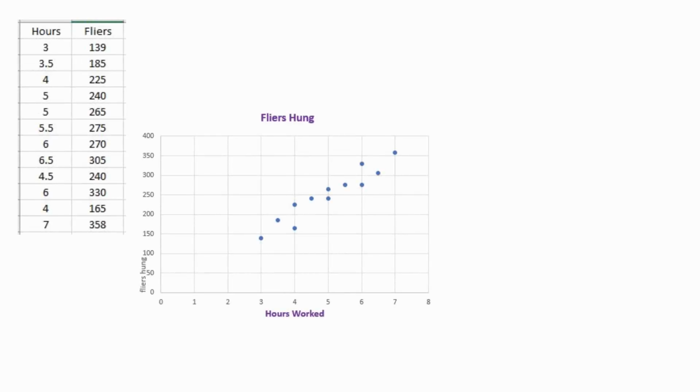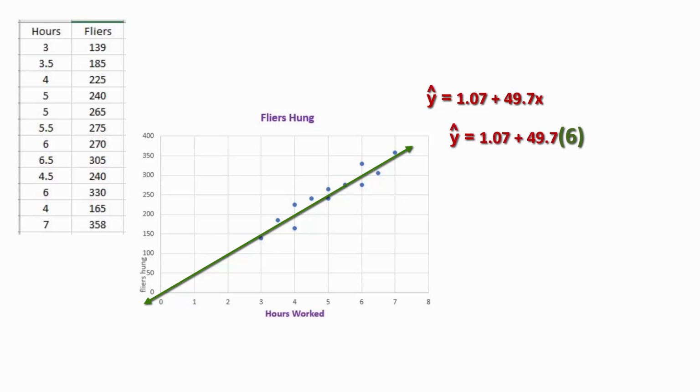We return to our problem involving the number of flyers a worker can hang on neighborhood doors dependent upon the number of hours worked. In this random sample of 12 workers, these were the results. The least squares regression line is y hat equals 1.07 plus 49.7x. We'd predict that a person working 6 hours would hang 299.5 flyers.